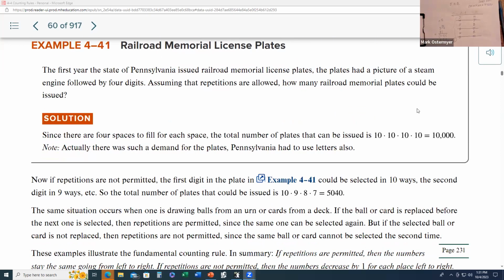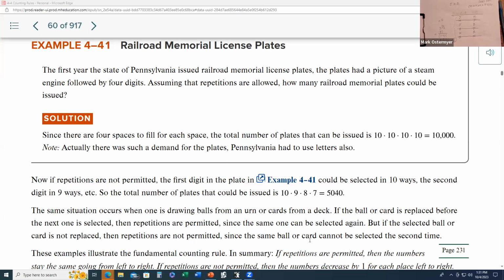Here's an interesting problem, ladies and gentlemen. The first year the state of Pennsylvania issued railroad memorial license plates, the plates had a picture of a steam engine followed by 4 digits. Assuming that repetitions are allowed, how many railroad memorial plates could be issued?